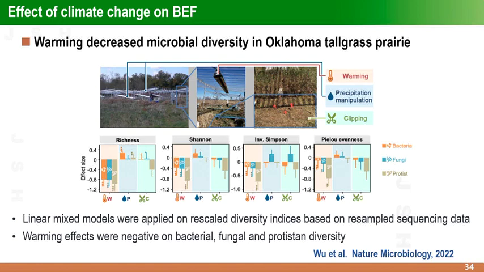This kind of pattern is consistent with one experiment in Oklahoma, from Drew's lab. They studied the bacteria, fungi, and protist. They also observed that the warming effect was negative on bacteria, fungi, and protist diversity. It was just published last year in Nature Microbiology.